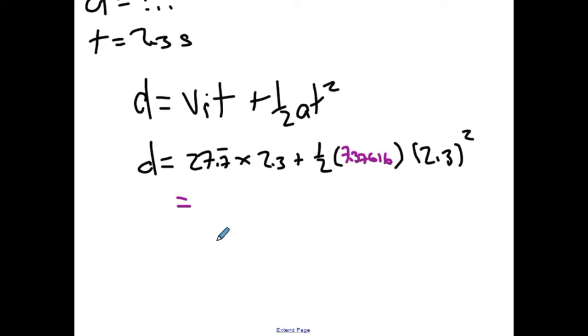Why don't I do that right now? 27.7 repeating. Times by 2.3. Add a half. Times, oh, I almost made a huge mistake. Negative 7.37616. Why negative? Because we're slowing down, right? All right, and times by 2.3 squared. So I got a value here, and I'm still not going to round yet because we're not done the question. I got 44.3789.